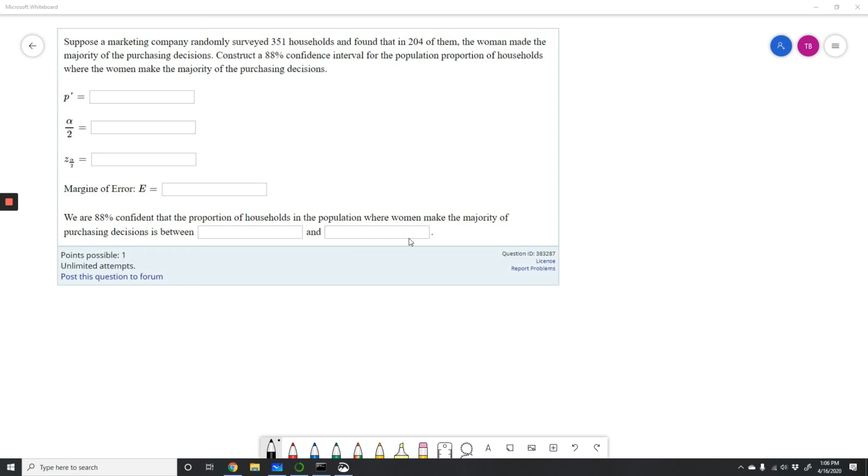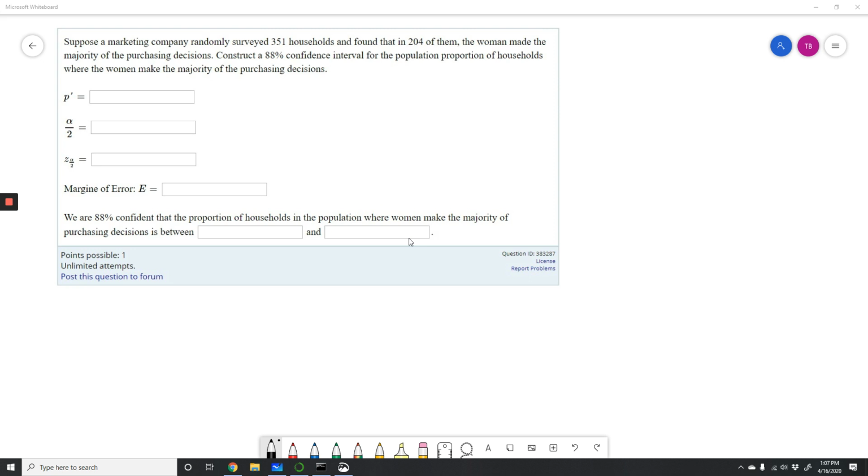Suppose a marketing company randomly surveys 351 households and found that in 204 of them, the woman made the majority of the purchasing decisions. Construct an 88% confidence interval for the population proportion of households where the women make the majority of the purchasing decisions. So we're constructing a confidence interval for the population proportion.